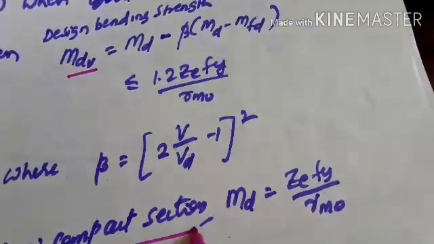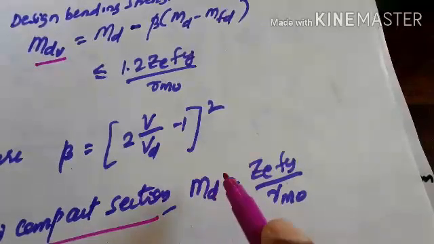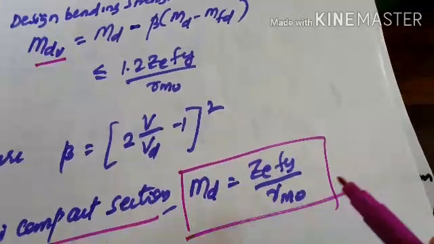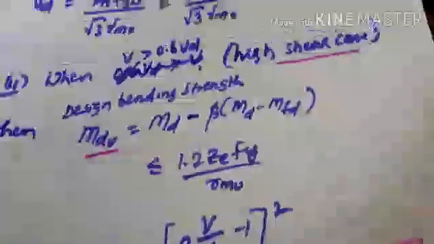And for a semi-compact section, if the section is lying in the semi-compact classification, then MD can be calculated by using this formula: MD equal to Zе into Fy by gamma M0.